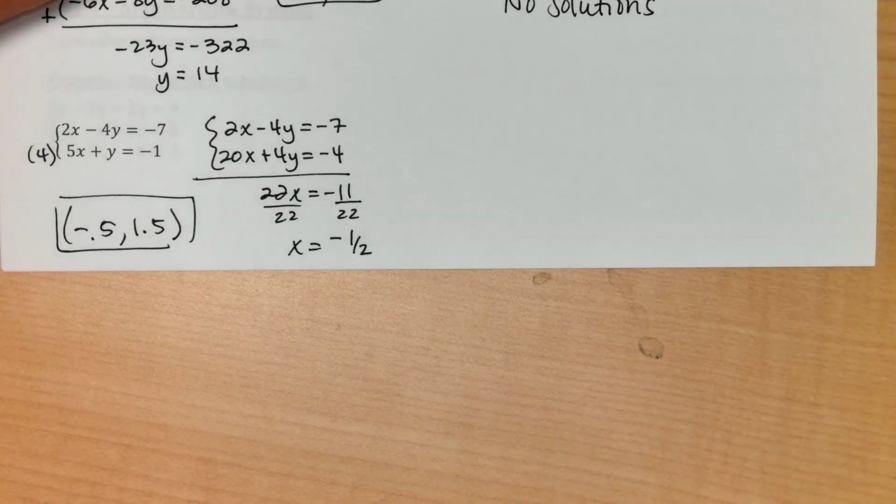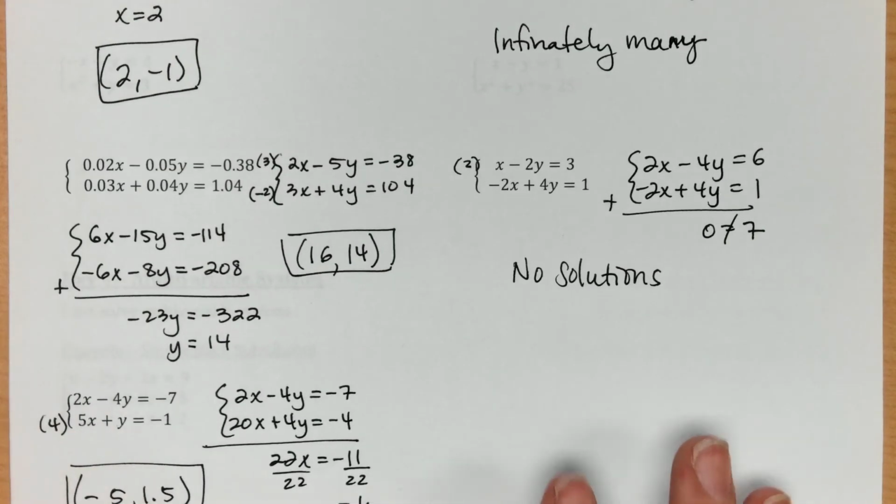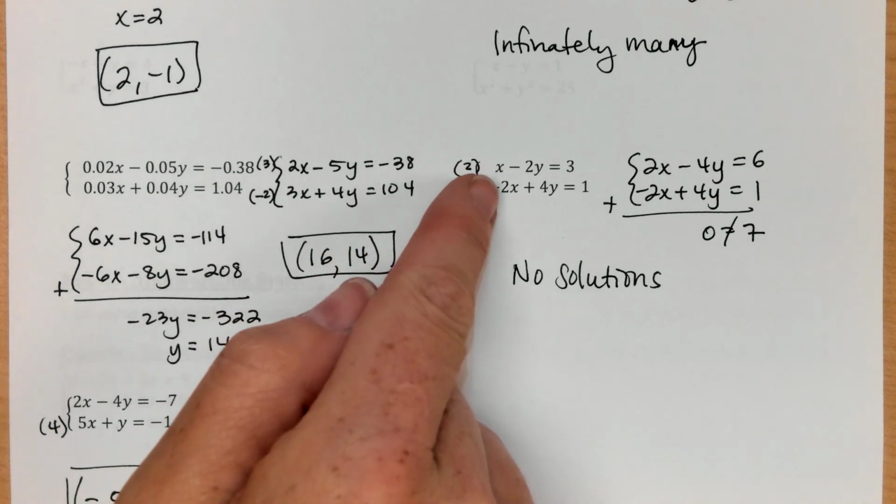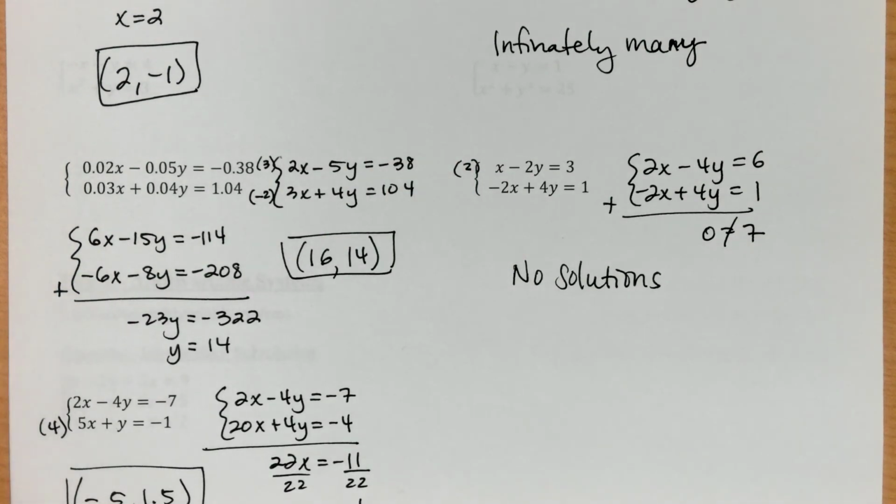So elimination for some people is a little bit easier or a little bit faster. If your system is set up in a way where they're close to matching and you can multiply by something pretty easily in order to get rid of them, it's sometimes a faster way to go.